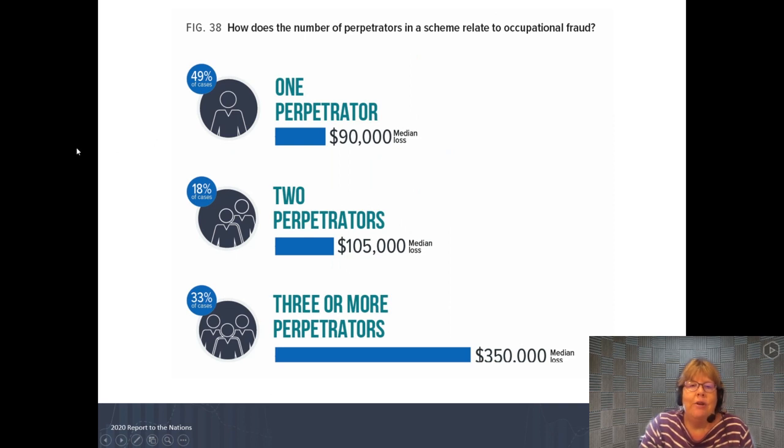So how many perpetrators are committing the fraud? Half of them are committed by one perpetrator, but they have the smallest losses. And a third are committed by three or more. And that's where we have some of the largest losses.